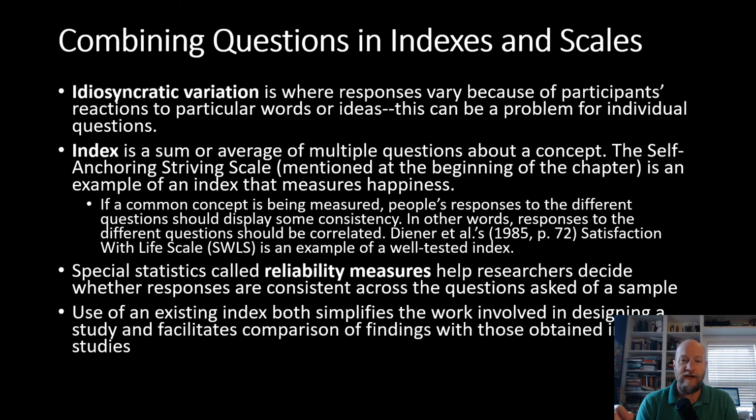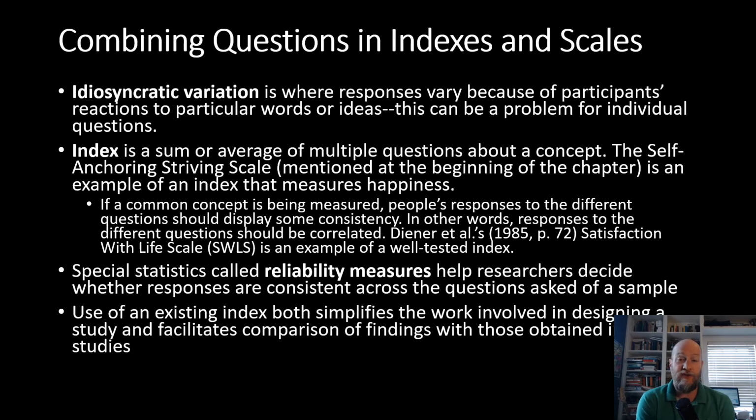There might be some aspects of a particular question on your scale that introduces some error through idiosyncratic variation. But if you utilize an index, you're minimizing the impact of that particular question and getting some sort of larger handle on the concept. The self-anchoring striving scale that we mentioned at the beginning of the chapter is an example of this index. It's an index that measures happiness.